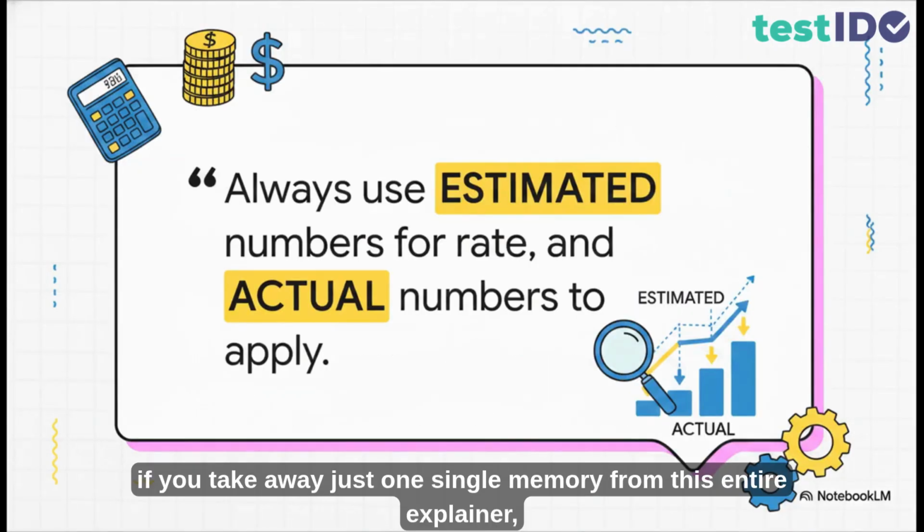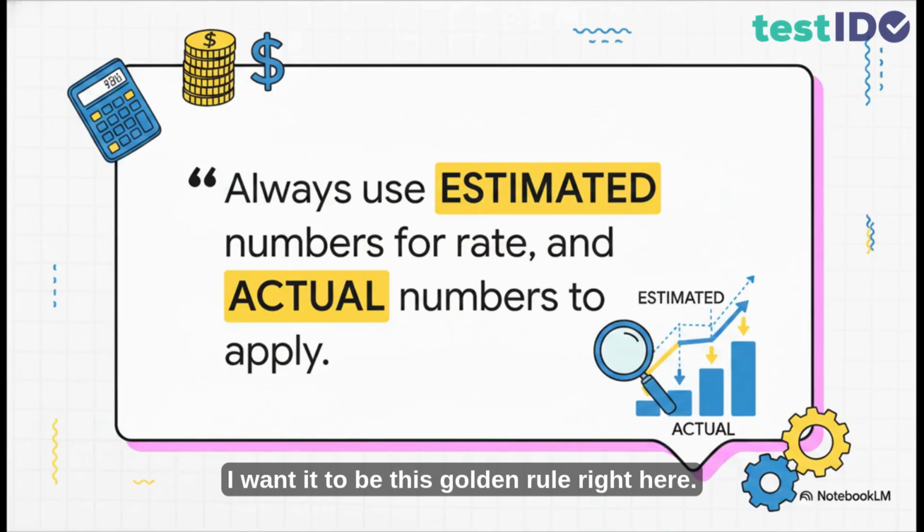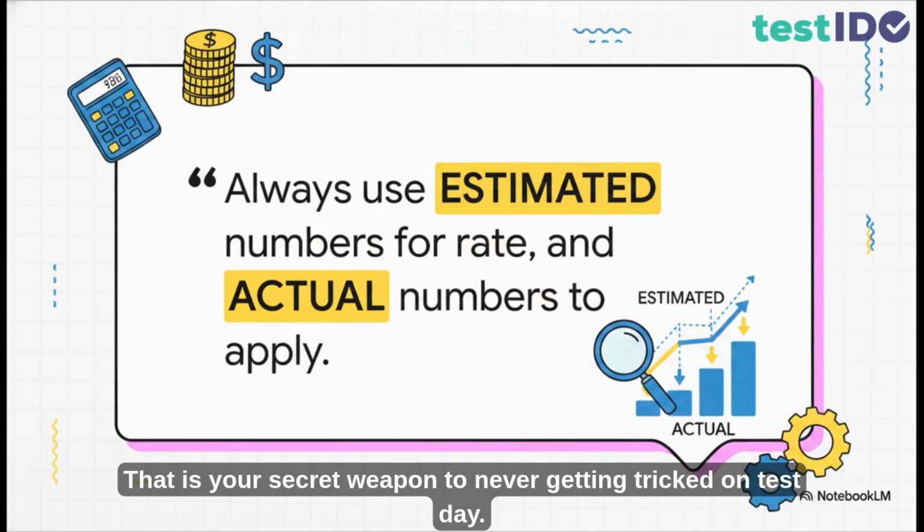Look, if you take away just one single memory from this entire explainer, I want it to be this golden rule right here. Always use estimated numbers to find the rate and actual numbers to apply it to the job. Seriously, say it out loud with me if you have to. Estimated to find it, actual to apply it. That is your secret weapon to never getting tricked on test day.